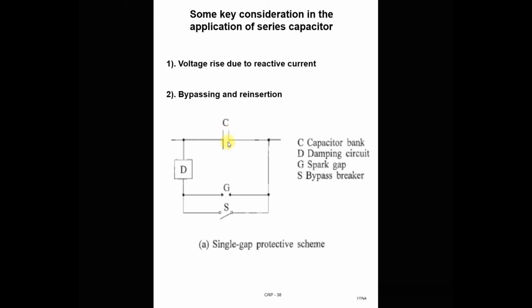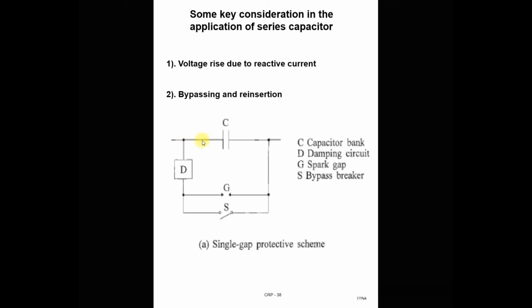To avoid this phenomenon, to save your capacitor against this high voltage because of the short circuit condition, you have to bypass this capacitor during this fault condition. So the main thing is how to bypass this capacitor. The first method is by using the single gap protective scheme. Here you can see that this is a spark gap. There are two electrodes, and in between them there is air. Here this is a bypass breaker.